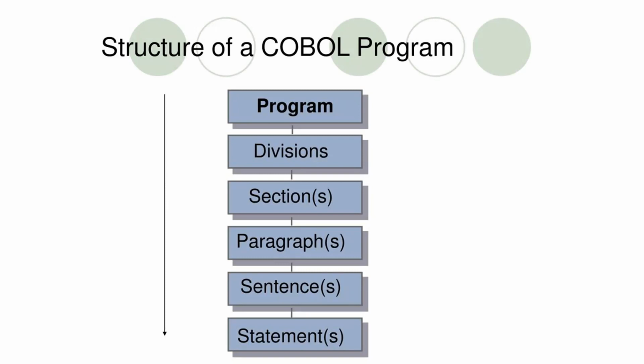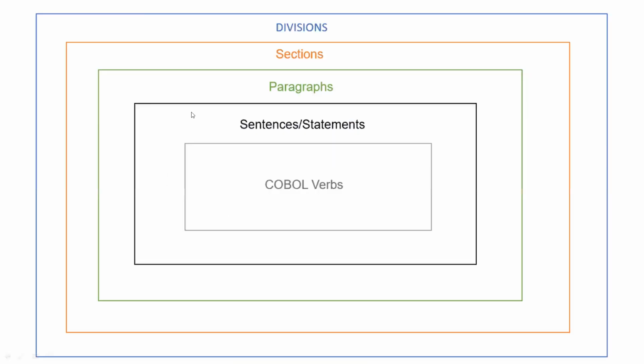So I will explain that. It looks like this. Under divisions you have sections. Sections can be optional. Based on the type of statement, if we are using some particular thing, if a particular section is required, then only we use that section. Otherwise that section is not required. So under divisions we have sections, inside sections we have paragraphs, and finally we have statements which are executable.